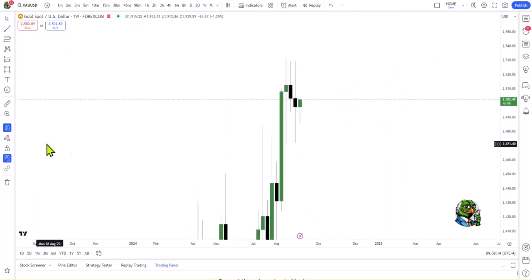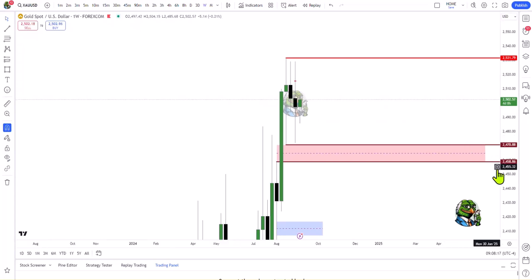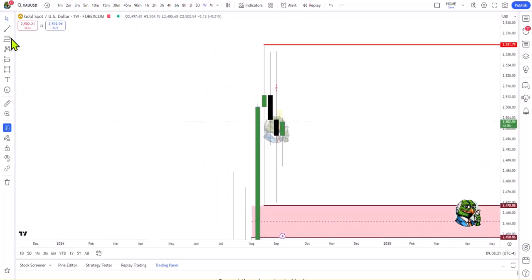Let's put a midpoint on this weekly chart, because that's going to be important. So I'm going to take this entire wick, and that comes in at 2516. Now, there's no guarantee you're going to get up there, but that's a level that I look for.